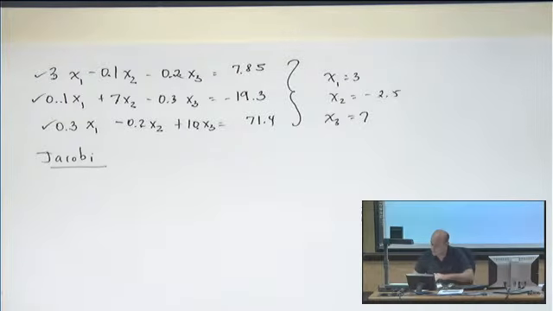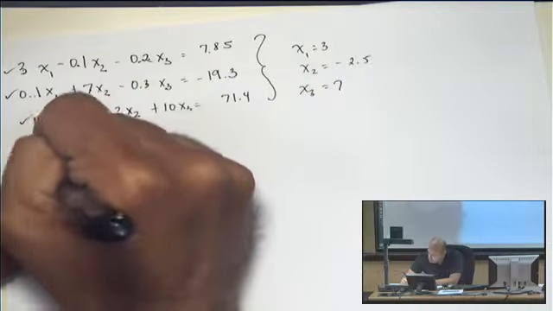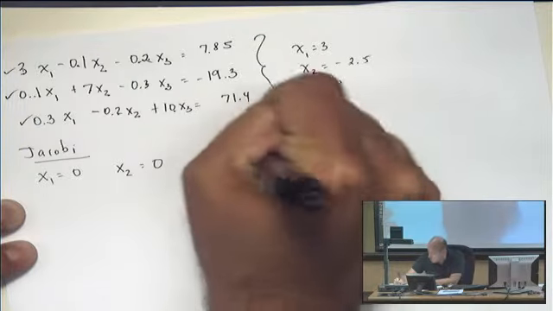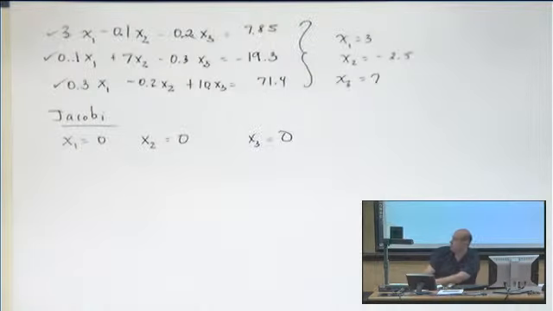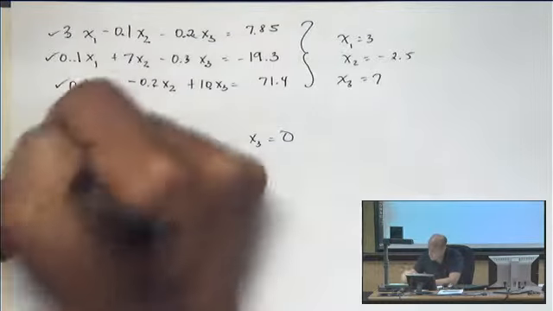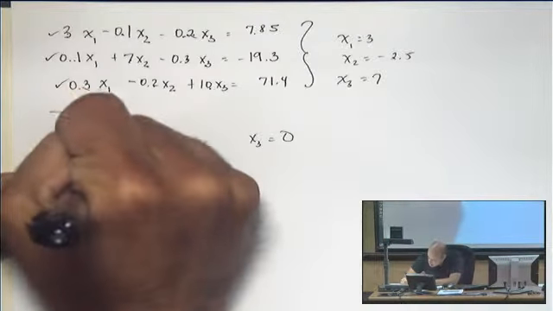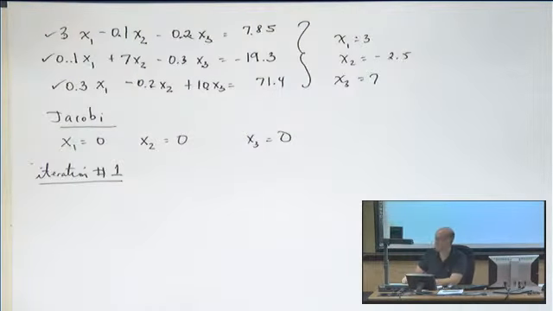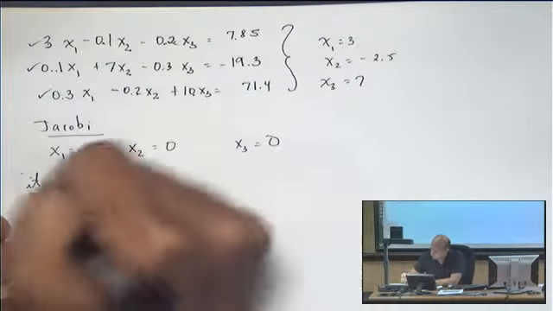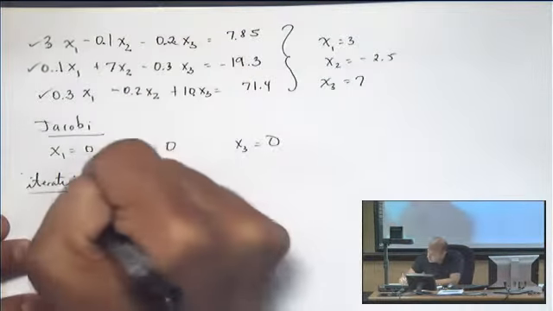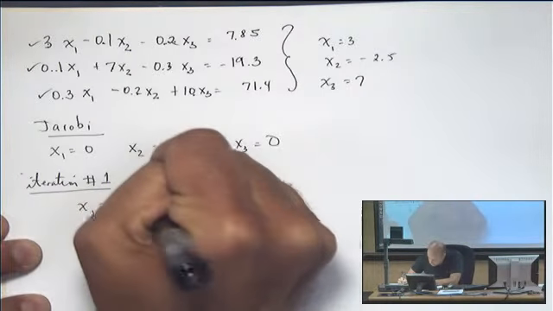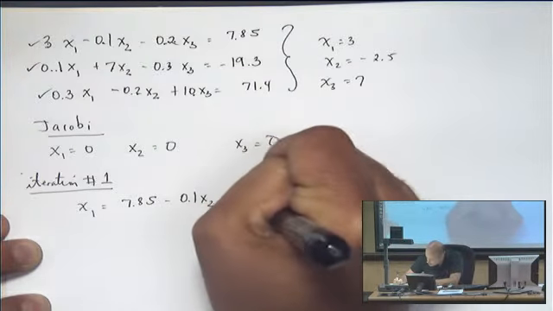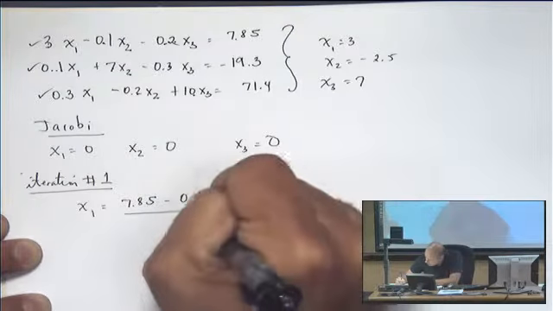That's the key point. So we start out with a guess, and I don't know any better, so I'm just going to guess x1 equals 0, x2 equals 0, and x3 equals 0. If I had a better guess, I might use it, but we'll just use this for now. And we're going to iterate. Iteration number 1. So I'm going to rearrange equation 1 so that it says x1 equals 7.85 minus 0.1 times x2 plus 0.2 times x3, divided by 3.